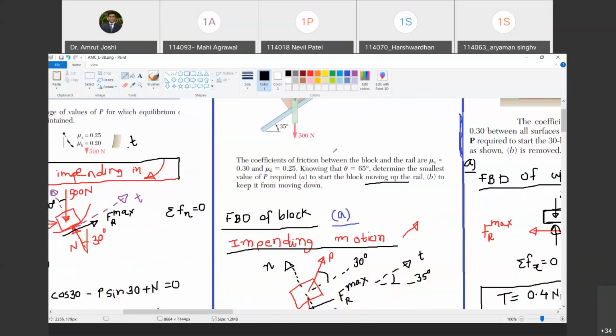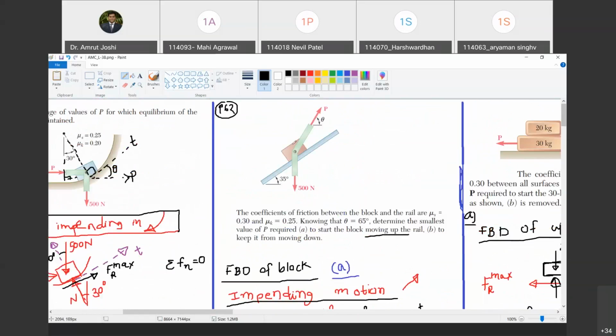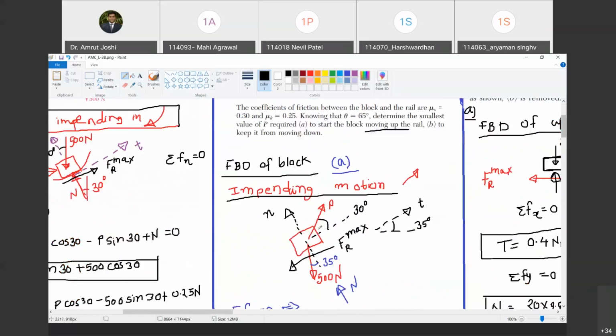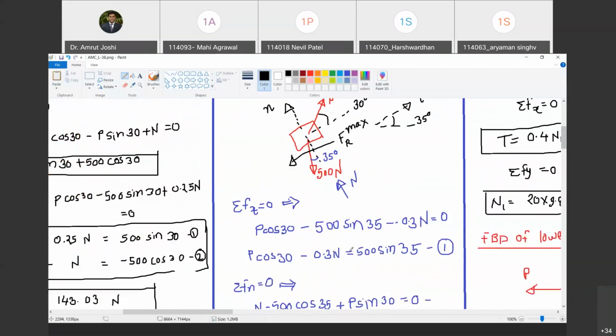Yes, sir. Okay, so I am going to draw the free body diagram. So we free the block from all external agencies. So I have to show this P. I have to show this 500 Newton. Do you agree with me? Yes, sir. And then perpendicular to this rail, we are going to have a normal reaction that is shown as N. Happy? Yes, sir.